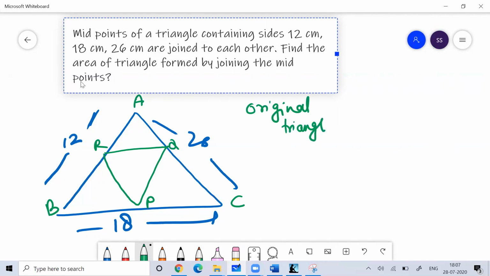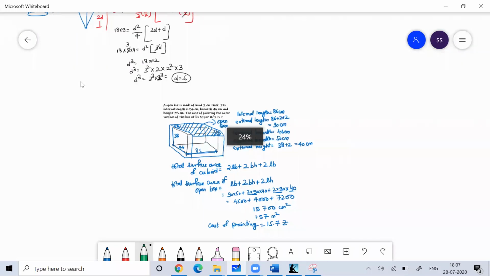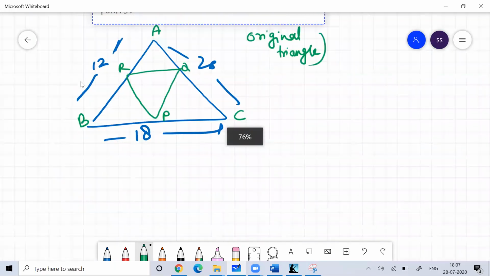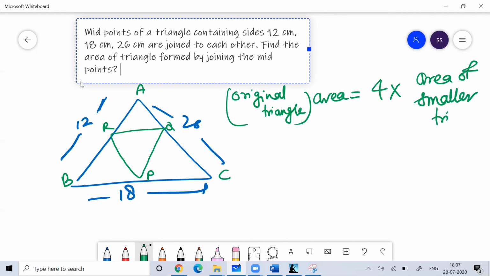So now you can say that the area of the original triangle is equal to 4 times the area of the smaller triangle.